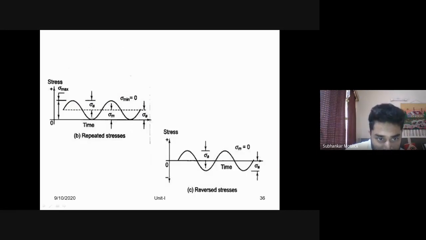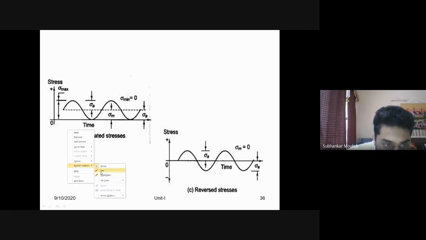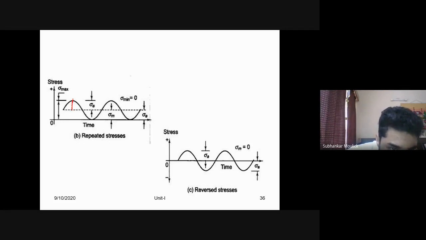That means, see, this is your mean line. This particular value is the maximum stress. There is no minimum stress because the peak point is lying on the x-axis. Sigma minimum is zero. And what is the value of your amplitude stress? From the mean line, this is the maximum peak, so this is sigma a. From the mean line, below this mean line, this is the maximum peak, so this is sigma a.